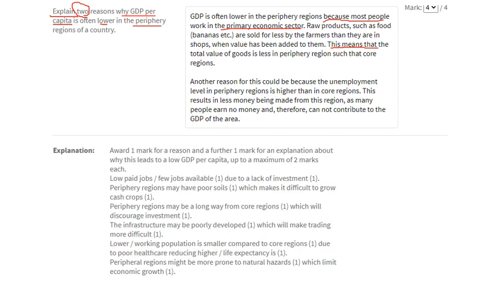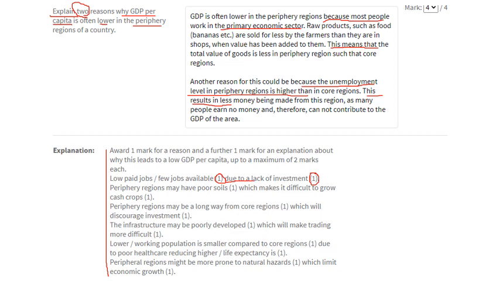Another one here is it could be because the unemployment level is higher. This results in, so again, look at the connectives that are being used to show that they are giving reasons and explaining their answers. And if we look below, we can see a whole range of other answers that you could have given. And notice the marks here. So you don't need to be writing lots and lots, but you've got clear points.